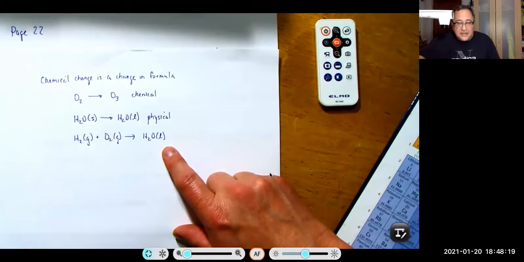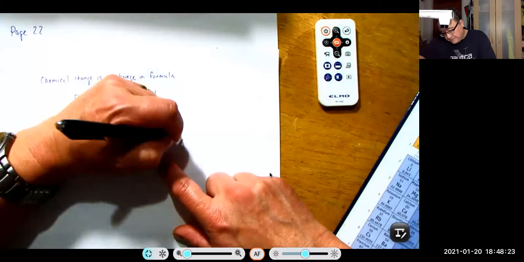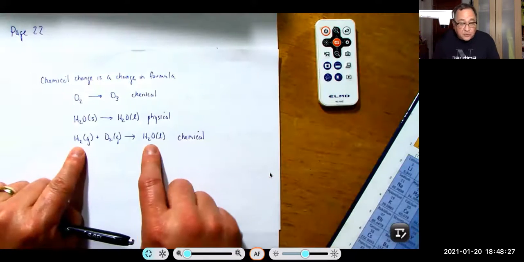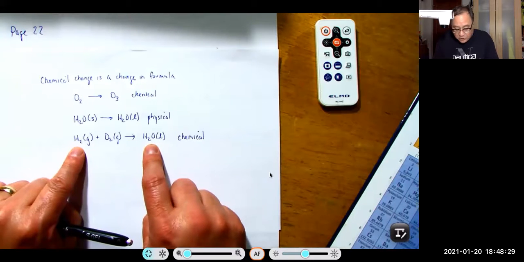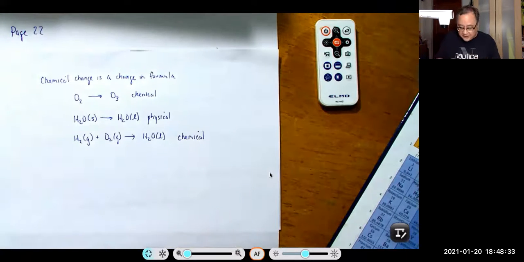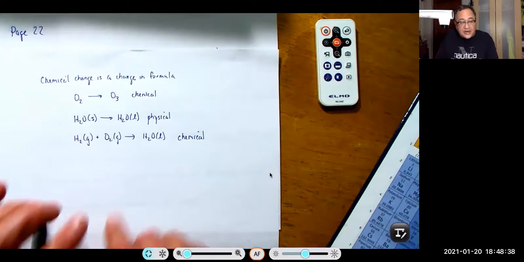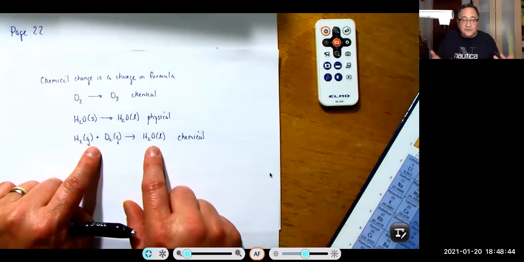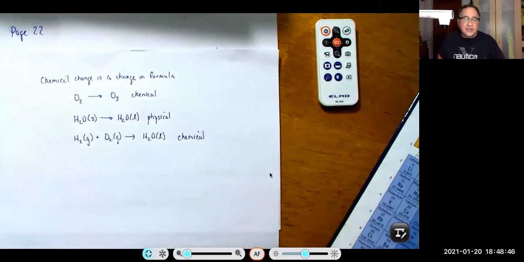Okay, the answer is it's a chemical change. Because H2 is not the same as H2O, and O2 is not the same as H2O. The formula has changed. This is a chemical change. Has there been a physical change here? And the answer is absolutely. Gases have turned into a liquid. There's a physical change. Most chemical changes also have physical changes.